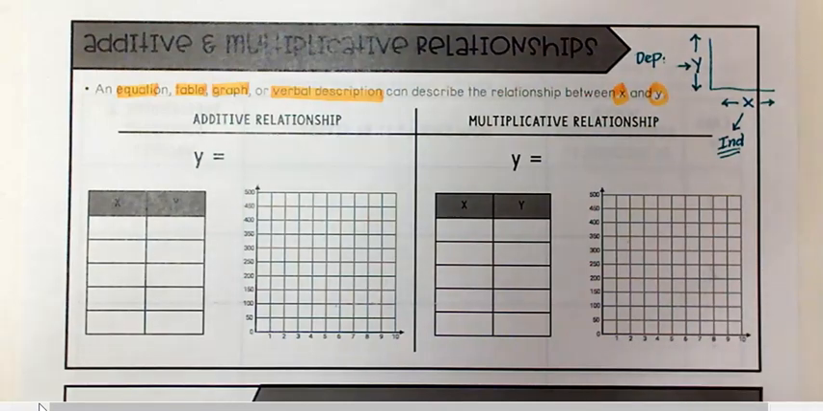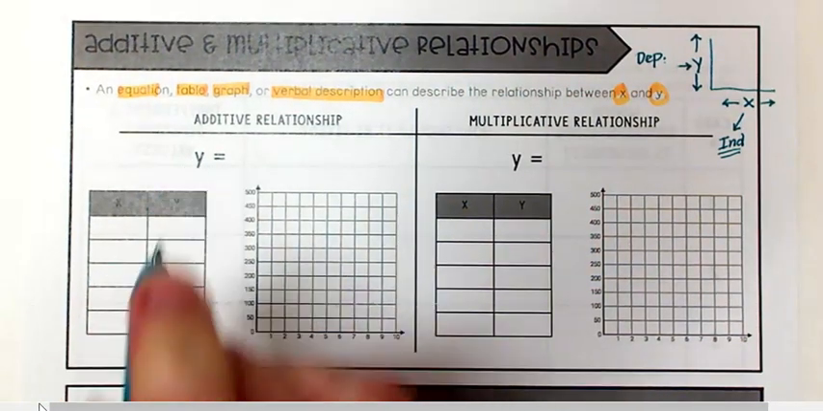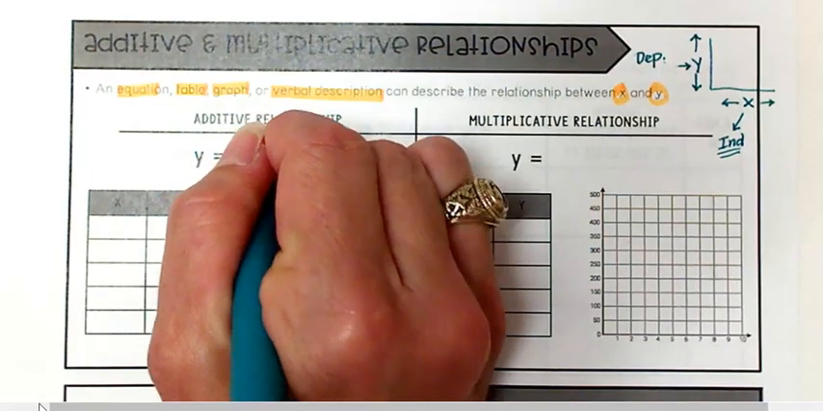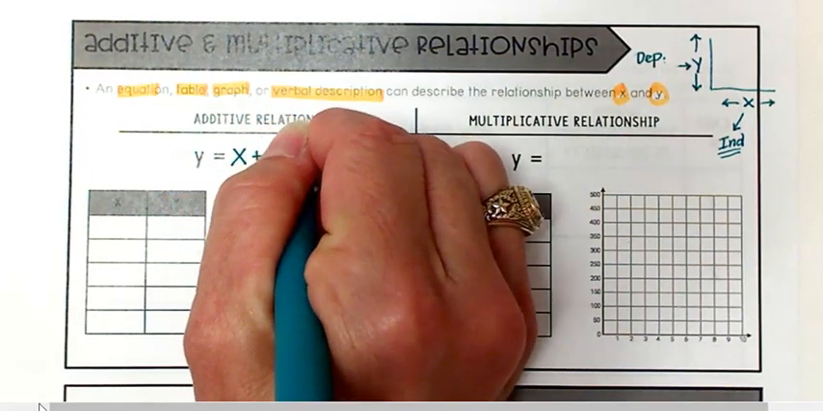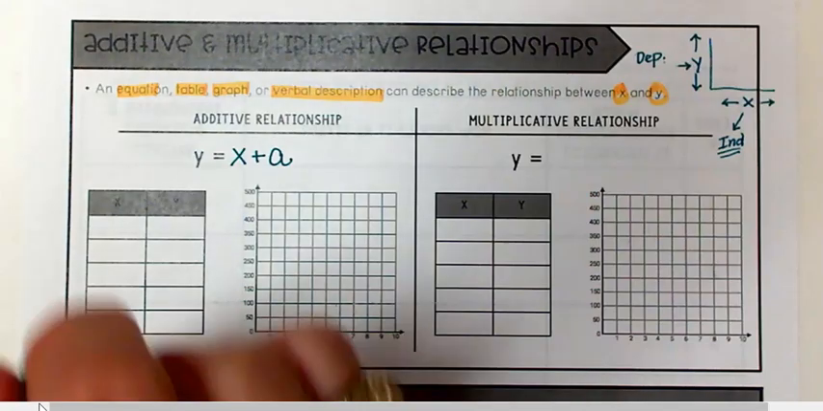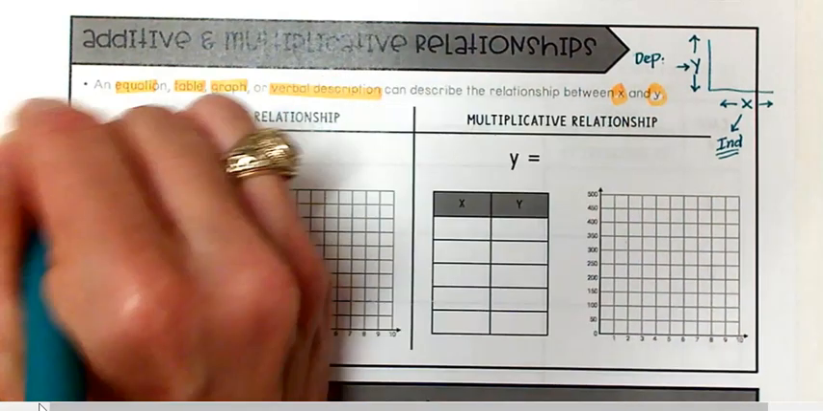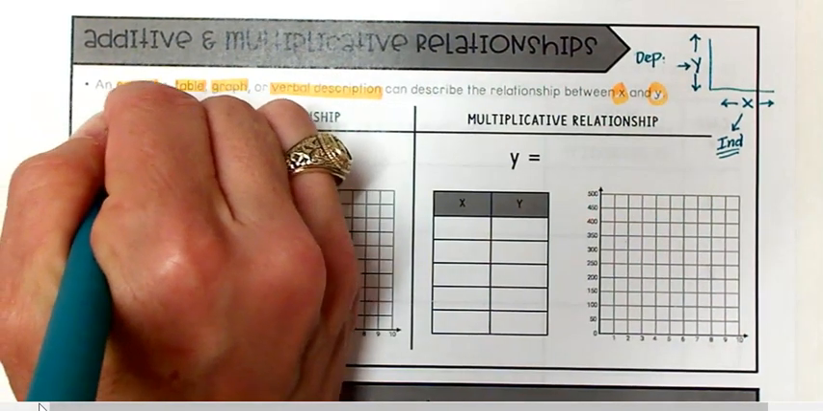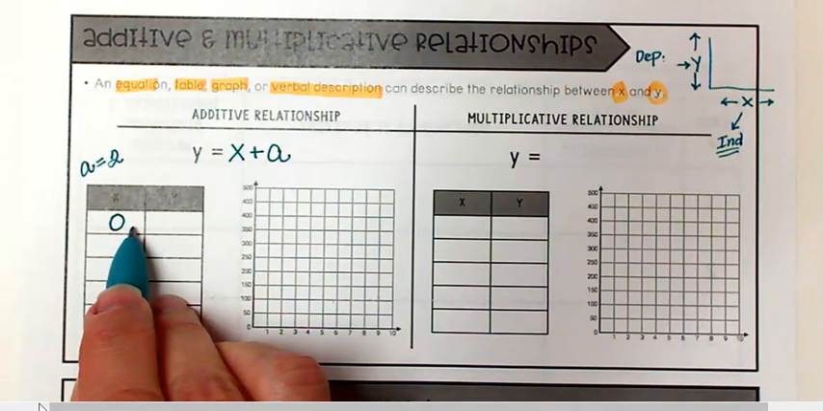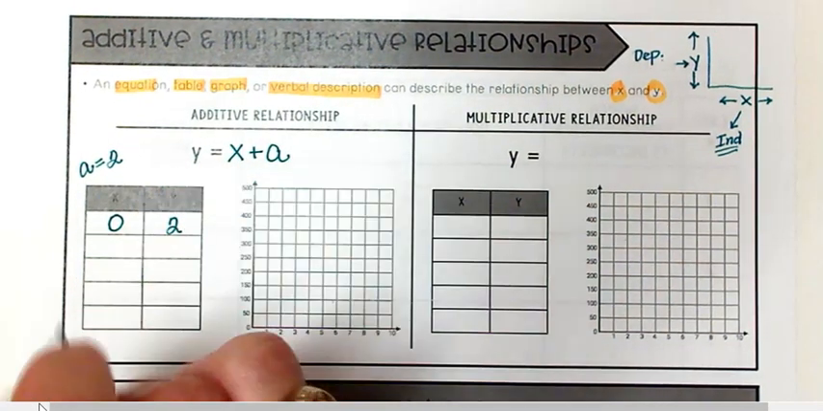All right, so first of all, let's look at an additive relationship. If we want our y values, it's going to be our x values plus a certain set number, and I'm just going to represent that set number with the letter A. So for instance, if I have an x value of 0, and let's say that my A in this case is 2, then I'm going to say 0 plus my A, 0 plus 2, gives me a y value of 2.